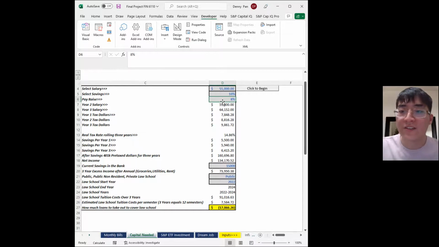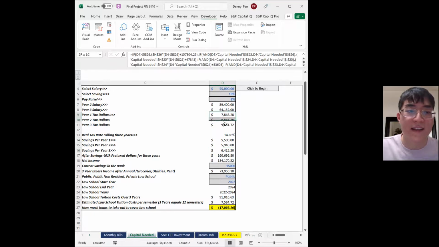I'll talk about that later. The most complicated function that I had here is the taxes. Look at all these IF statements. I have to make sure that the salary is being correctly taxed. The tax is applied after deducting the savings that will be put into an investment account in an S&P 500 ETF. After calculating taxes for years 1, 2, and 3, we take that out of the income that has already had savings put back.